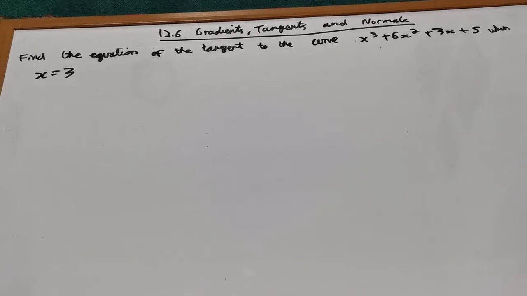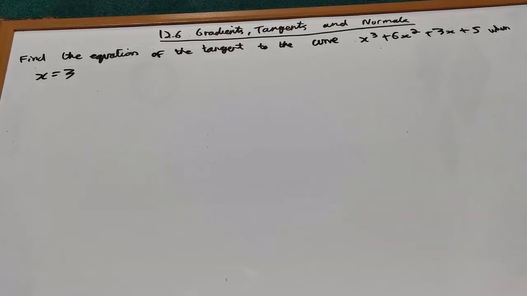Okay, so say I were to give you the question: find the equation of the tangent to the curve x cubed, add 6x squared, add 3x, add 5 when x is equal to 3. What would be the first step?